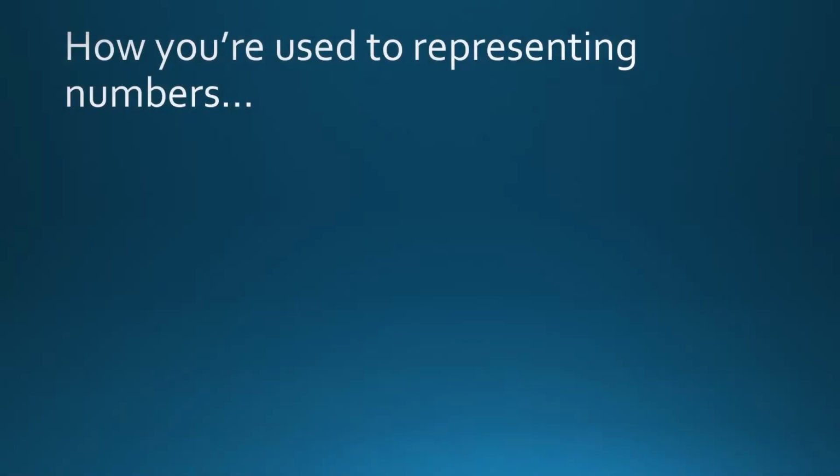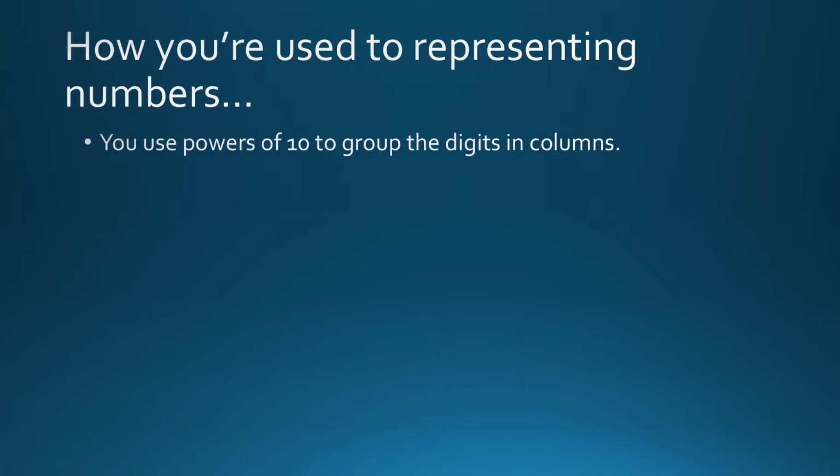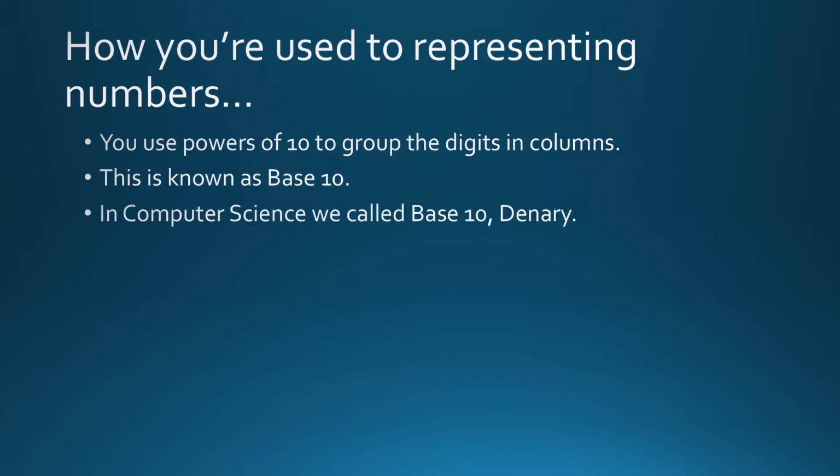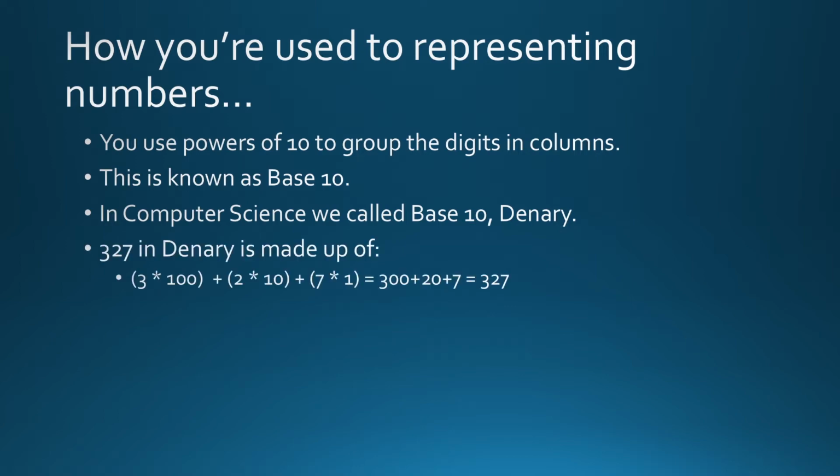Right. How you're used to representing numbers. First of all, it's denary, powers of 10. You group the digits into columns. That's base 10. In computer science, as you know, we call it denary, but sometimes it's also referred to as decimal. So take the number 327. That is 3 100s, 2 10s, 7 1s. Add those all together, 300 plus 20 plus 7 gives you 327. Or we're just used to calling it 327.